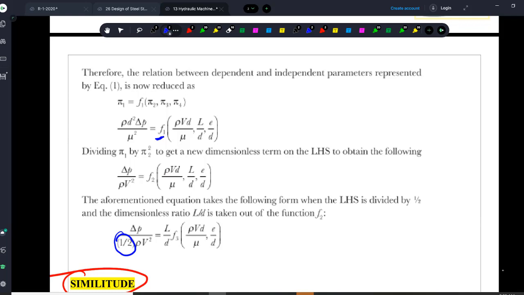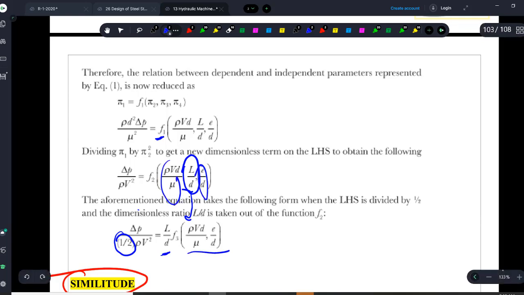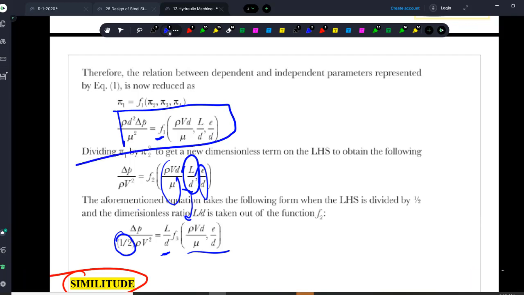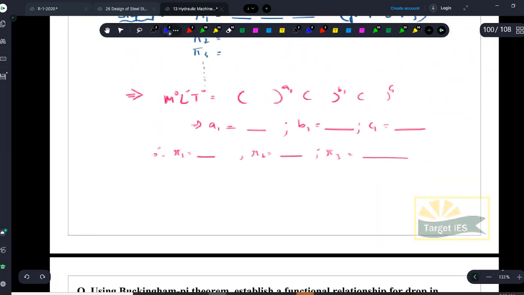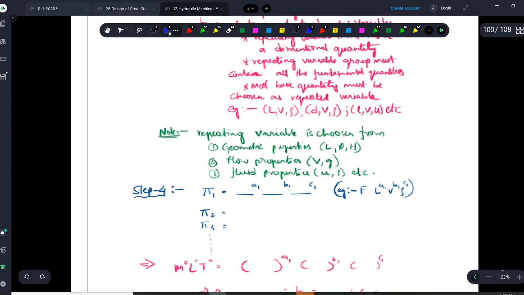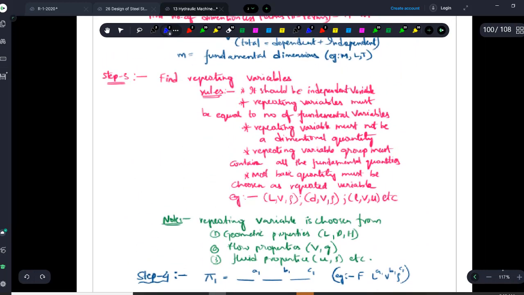Okay, you can also bring something outside. If you want to take this out, you can write like this, right? L by d, you have taken it out here, into function of these two terms. Like that also you can do. You can write in whatever fashion you want, but this is your standard answer. I hope you got it. So this is how you have to write equations when the Buckingham pi method is given. Now let us try to summarize what we have studied here.